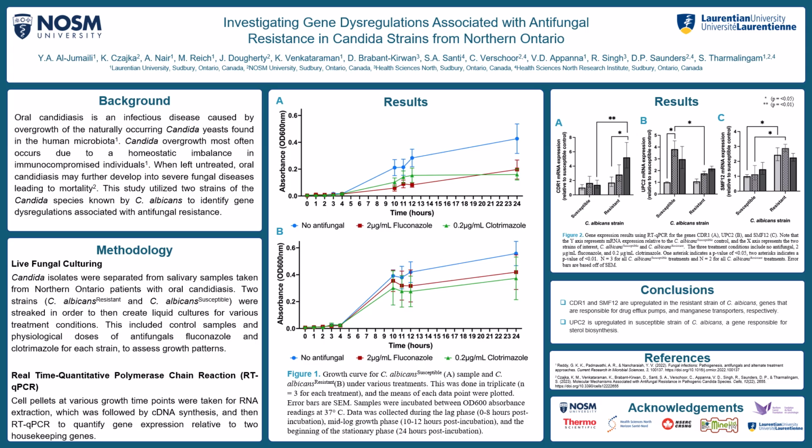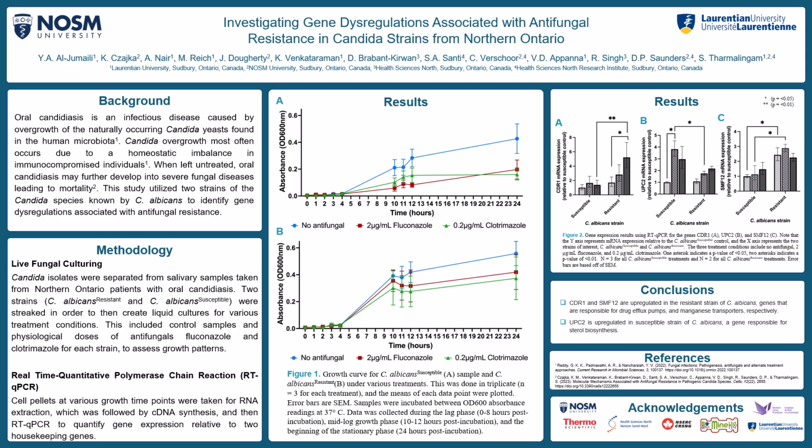Two strains, the C. albicans resistant as well as the C. albicans susceptible, were streaked in order to then create liquid cultures for various treatment conditions. So we had control samples as well as the physiological doses of two antifungals known as fluconazole and clotrimazole. These liquid cultures were used in order to assess growth patterns of each treatment.